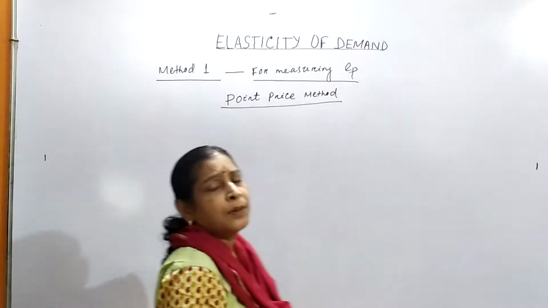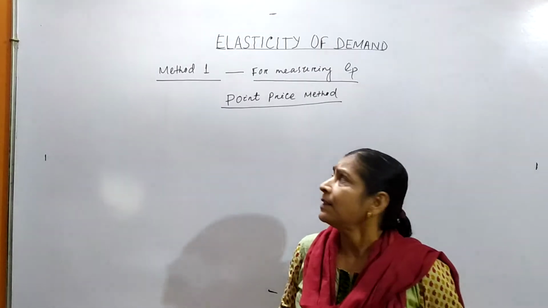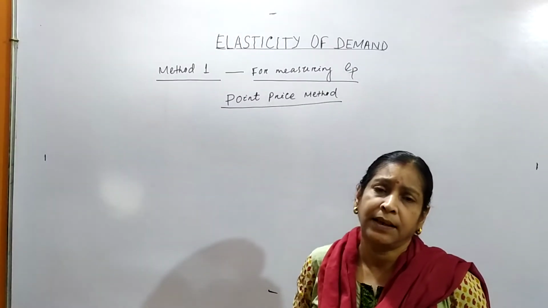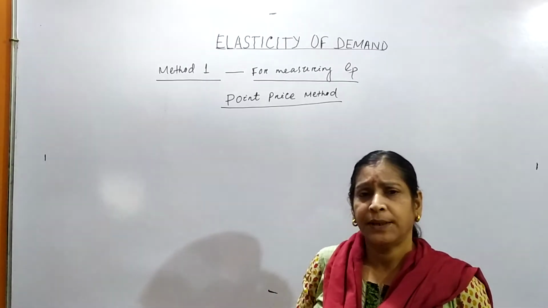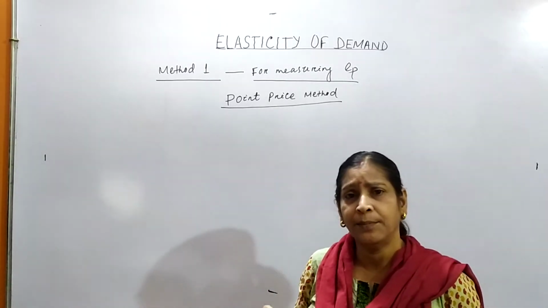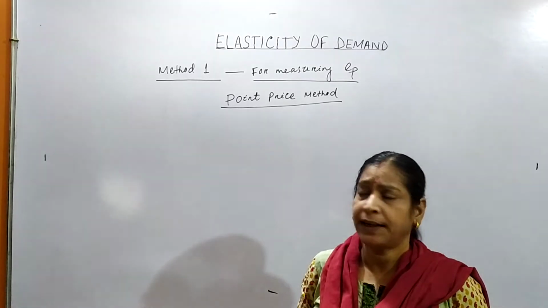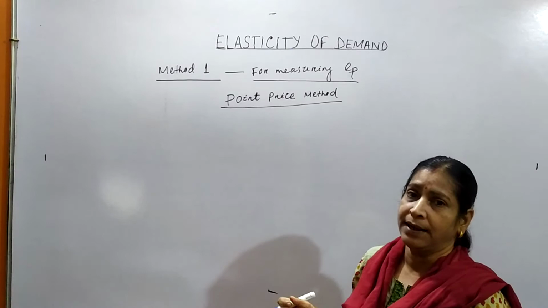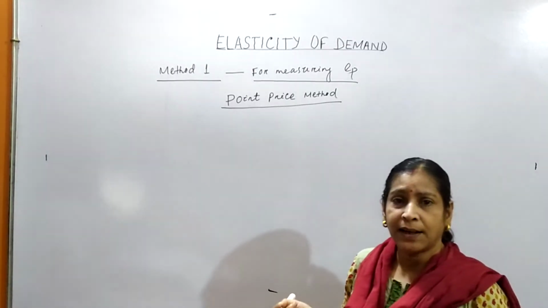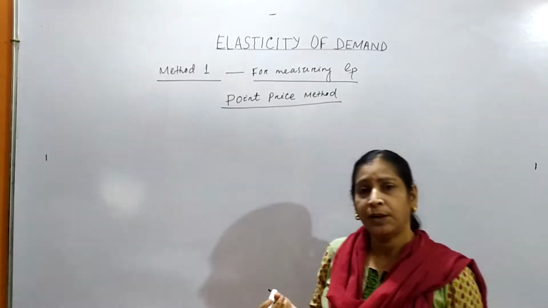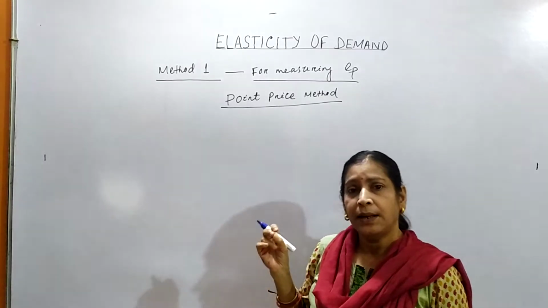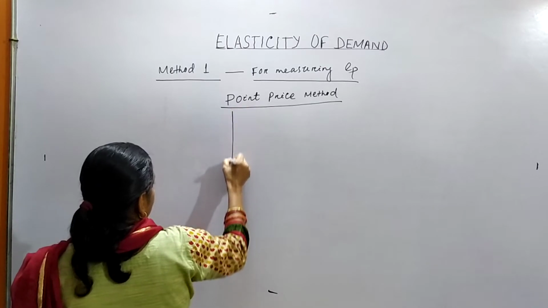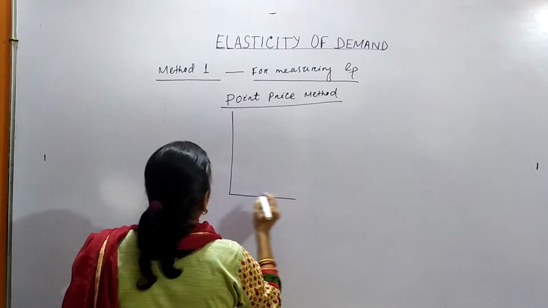What is the meaning of point price method? That means how we will calculate the value of price elasticity at a particular point of a straight line downward sloping demand curve. Here we have to assume that the demand curve is a straight line, a linear demand curve. And on a linear demand curve, how will we calculate the value of EP at each and every point? Now we will draw the demand curve that is linear in shape.